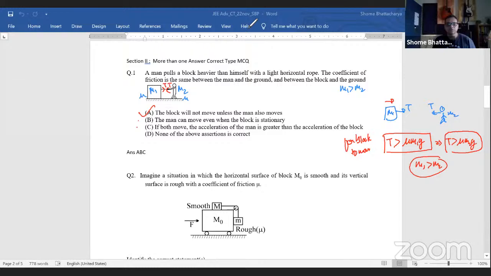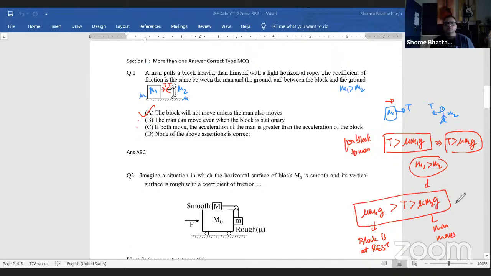Okay, Viraj, the first statement is clear. Okay. Now the man can move even when the block is stationary. That is true because m1 is greater than m2. So condition for the man to move is that T is greater than mu m2g. But it can also happen that T is less than mu m1g. So block is not moving, but the man is moving. This can happen, again because m1 is greater than m2. Okay. So that is why statement B is also correct.